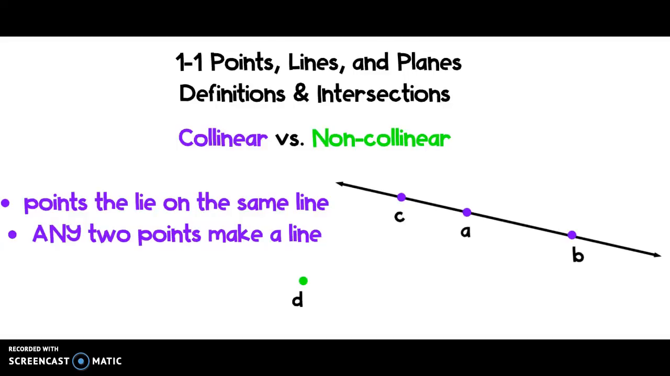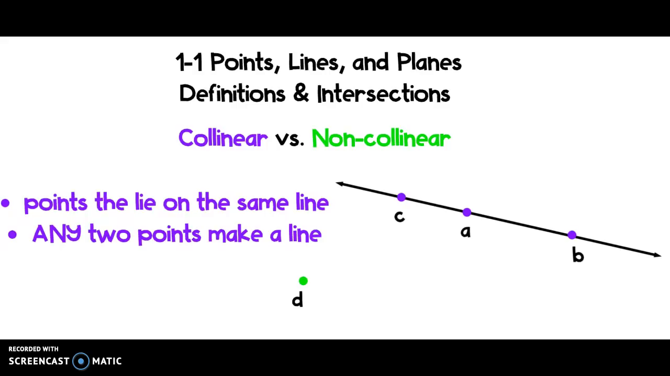We're just going to go over some definitions and the concept of intersections from section 1.1, which is on points, lines, and planes of the geometry textbook. So if you want to follow along or need more information, you can check out that section. So the first idea I want to cover is collinear versus non-collinear.